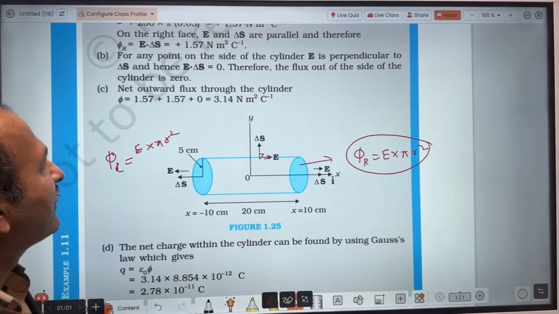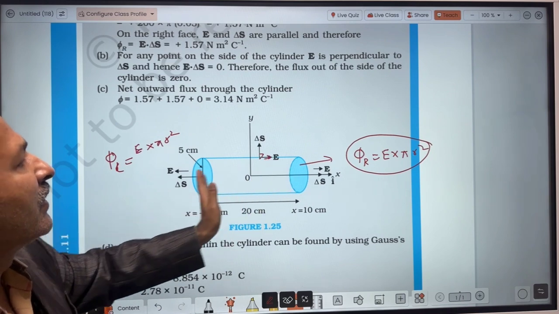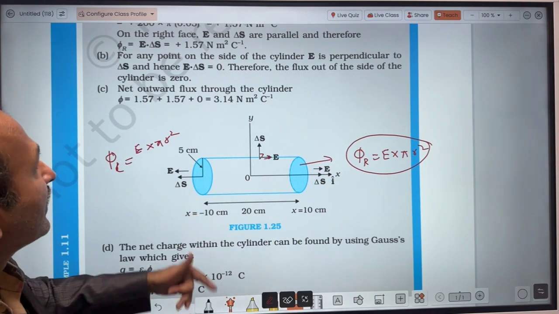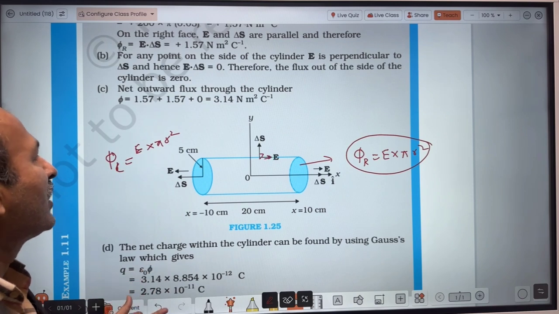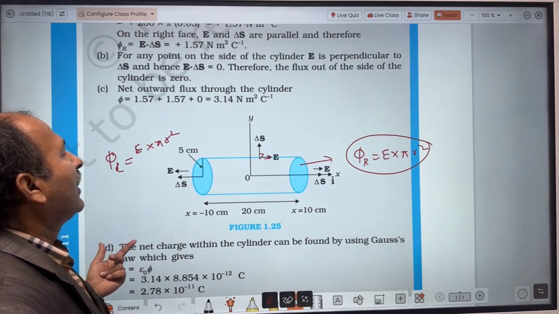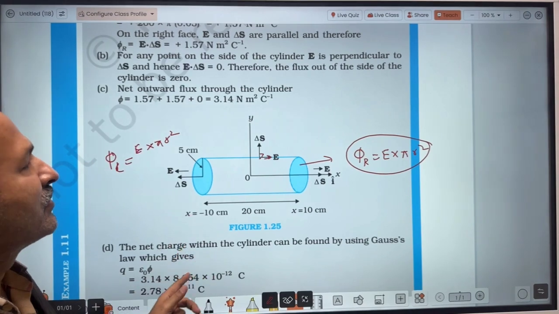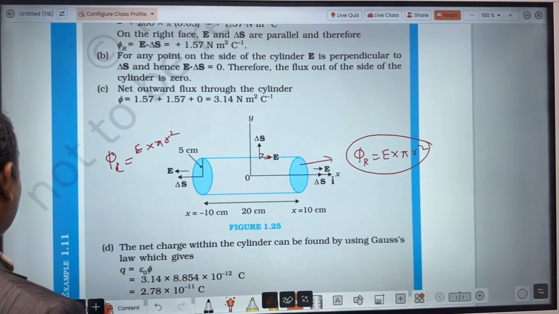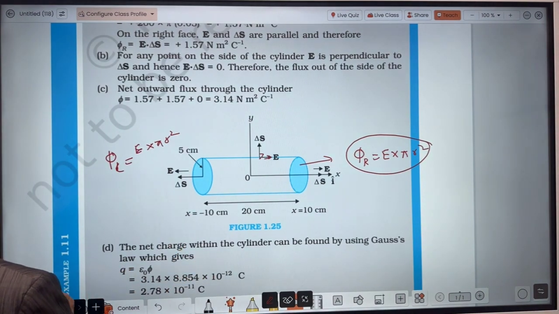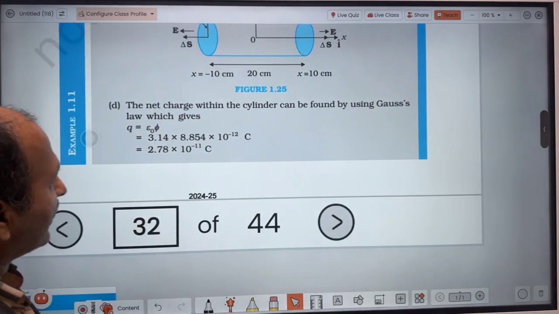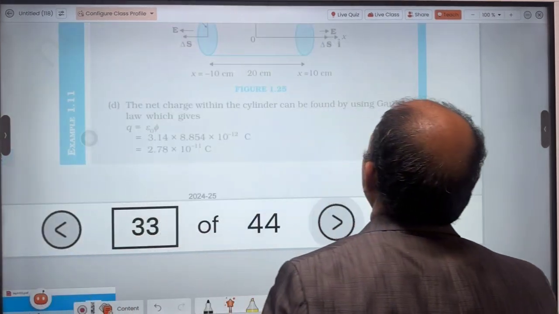So if we want to find the total flux, we can find the sum, and that will get doubled, as I told you earlier also. And then if you want to find the charge, you can apply Gauss theorem, and from there you can get Q equal to phi times epsilon naught. So the same thing is done here. If you see the calculation, you can easily understand.